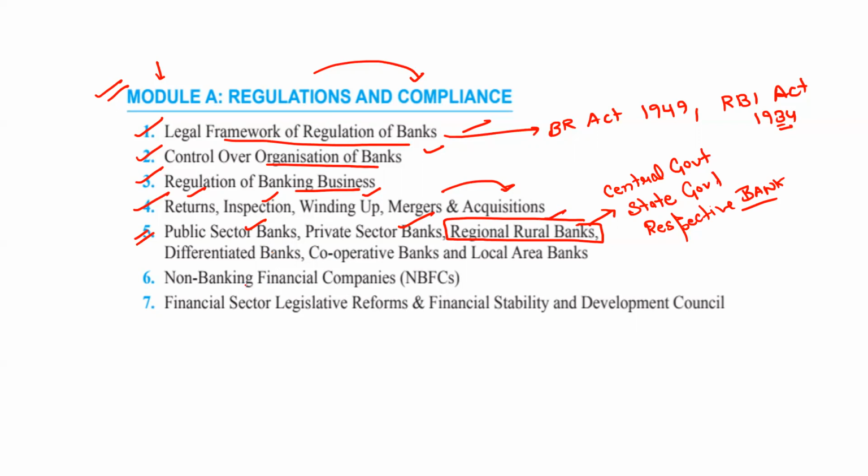Next one, that is the differentiated banks, cooperative banks, and local area banks. In this topic also there are a lot of updations. Next one, that is the non-banking financial companies. Next point which we have to cover is regarding the non-banking financial companies. This one is totally new.